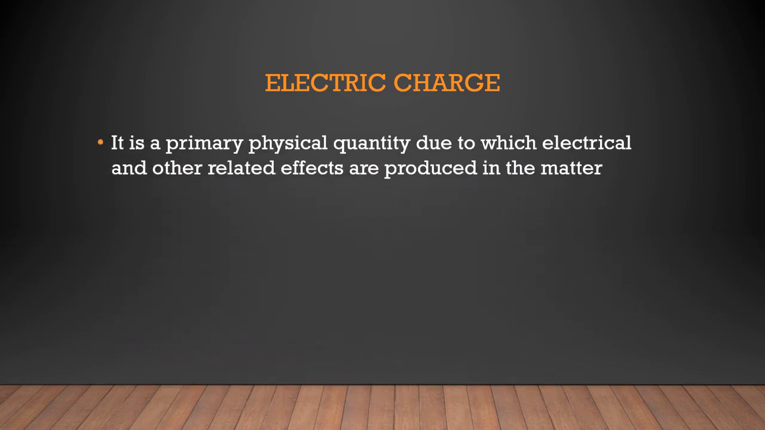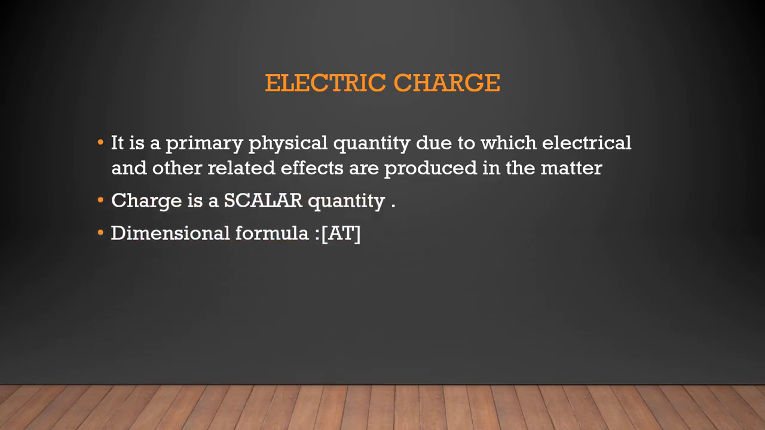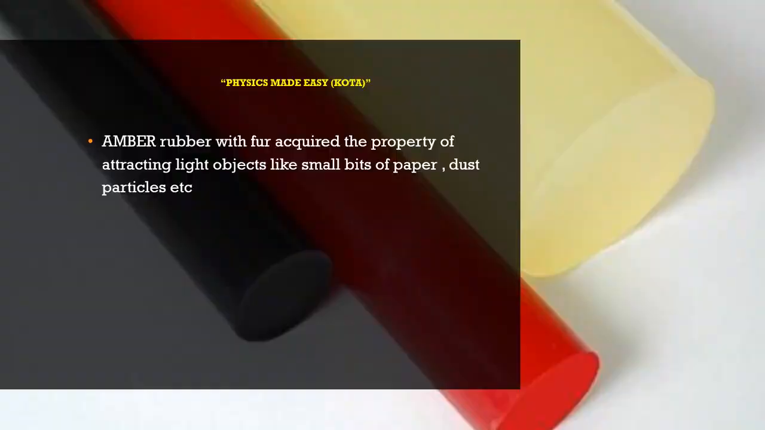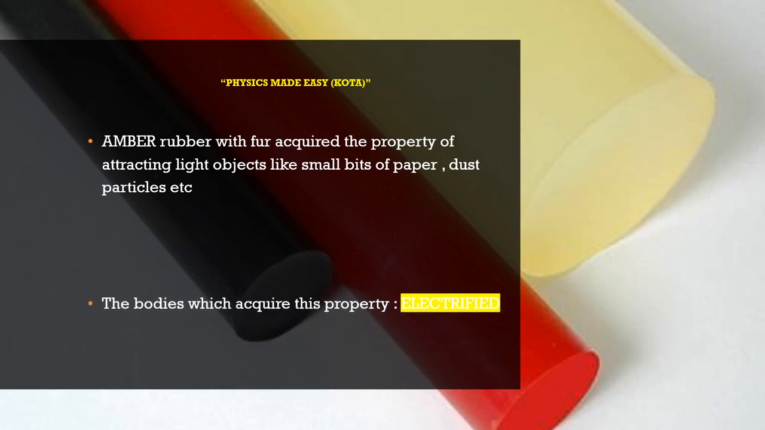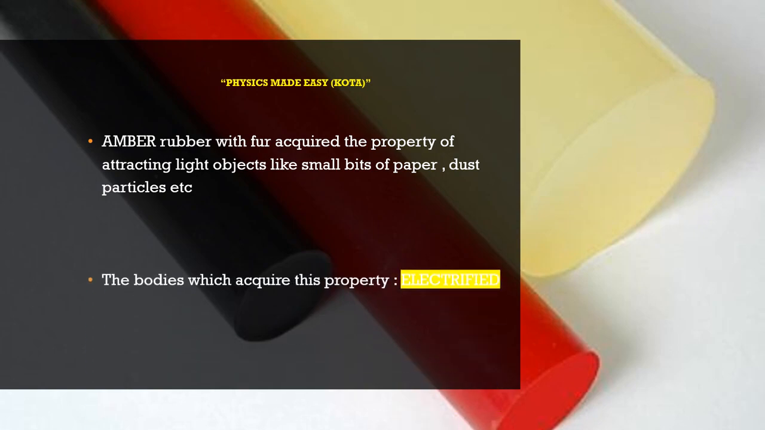Electric charge is a primary physical quantity due to which electrical and other related effects are produced in matter. And we know charge is a scalar quantity. Here are the dimensions for electric charge, and moreover the SI unit is the coulomb. To understand electric charge, we take an example. When an amber rod is rubbed with fur, it acquires the property of attracting light objects like small bits of paper, dust particles, etc. So the bodies which acquire this property are said to be electrified.